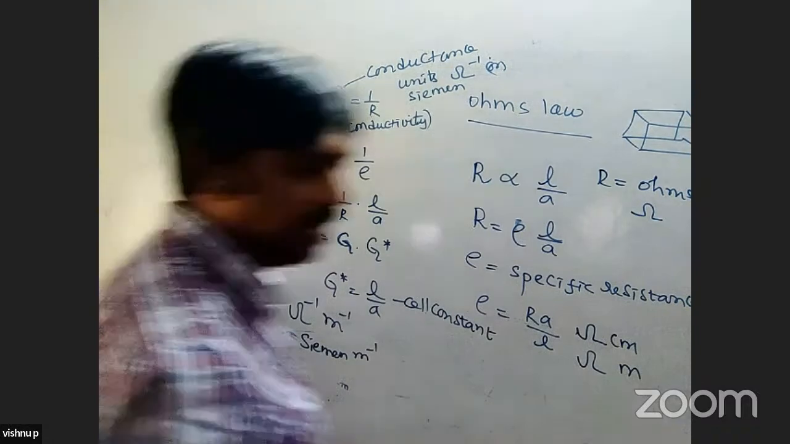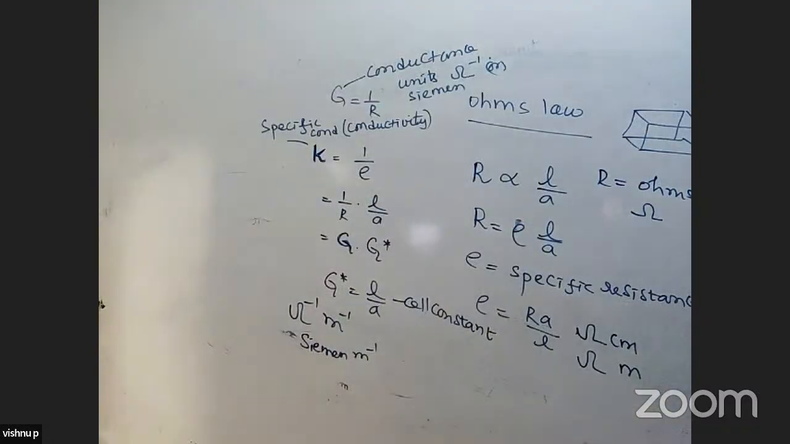Rho is called the specific resistance. In the case of rho and K, what is the distance between electrodes? There is no change, it is fixed, area of cross section is fixed, volume is also fixed, but the concentration of electrolyte is unknown. It may be different.